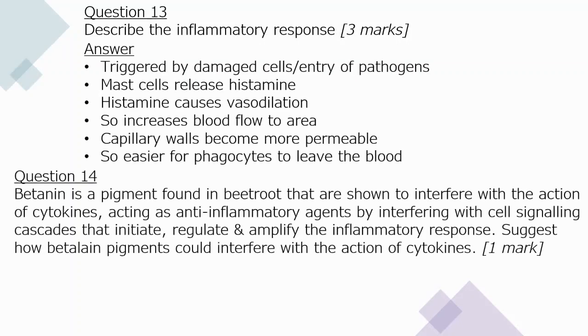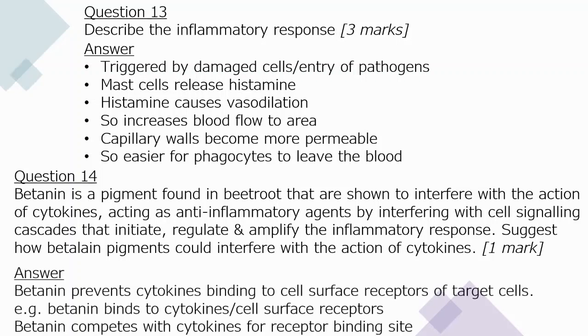Question 14. Betanin is a pigment found in beetroot that is shown to interfere with the action of cytokines, acting as anti-inflammatory agents by interfering with cell signaling cascades that initiate, regulate, and amplify the inflammatory response. Suggest how betalain pigments could interfere with the actions of cytokines. So the way that they interfere could be that they prevent the cytokines from binding to cell surface receptors of target cells. So if the betanin binds to cytokines or the cell surface receptors, this means they are competing with them for the receptor binding site. And you can see our answer here.